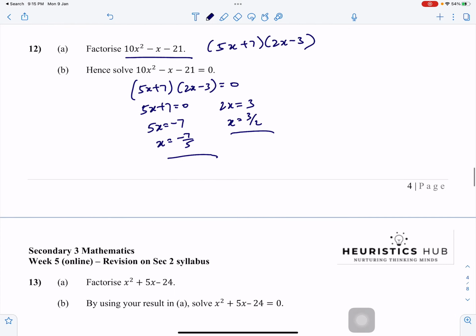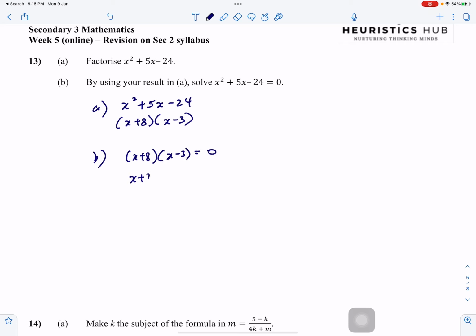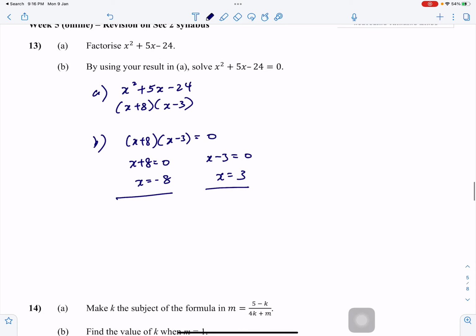Okay, let's move on to the next question. It's quite lengthy. I went on quite fast, but of course, again, you're advised to stop and pause the video if you need. Okay, all right. So this is literally x plus 8 and x minus 3. Pretty much easy. And b, x plus 8, x minus 3 equals 0, x plus 8 equals 0, x equals minus 8. There you go. You will see 13b.